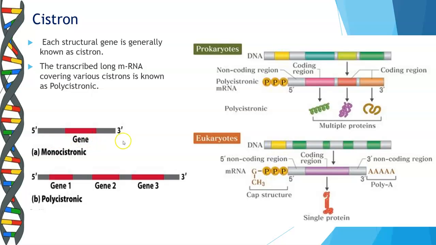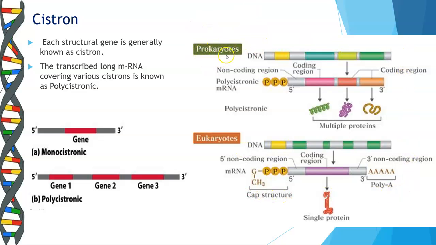Have a look at this mRNA. Only a single gene is present which will code for a particular protein. Such an mRNA is called monocistronic. But if you have multiple genes on the mRNA, like here I have 3 genes, such an mRNA is called polycistronic. Now, the further explanation to it is here.